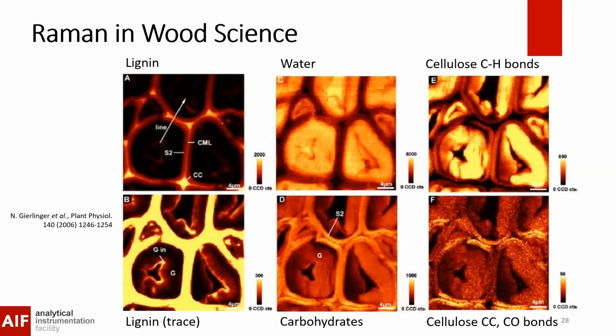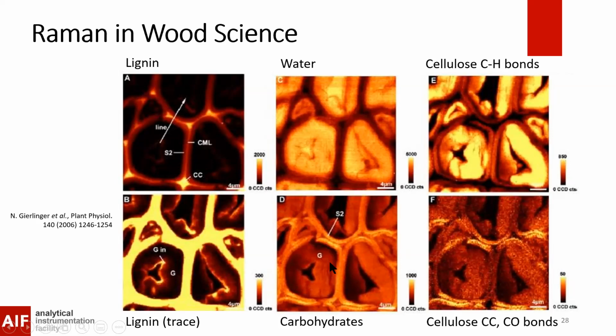And this is a great way to directly image the spatial distribution of lignin and carbohydrates and cellulose in your samples. Over here, as you can see, the strong Raman intensity shows the G lignins in the cell wall. And there's also a lignin distribution in the cell wall. And the water basically is inside the cells.